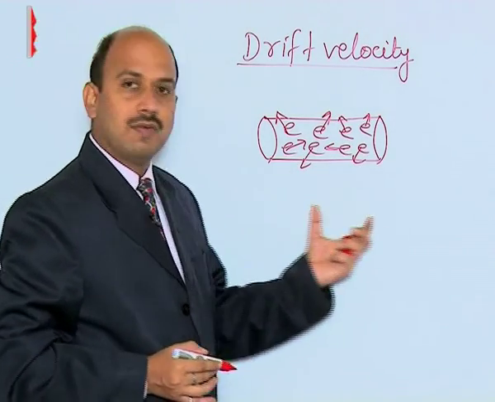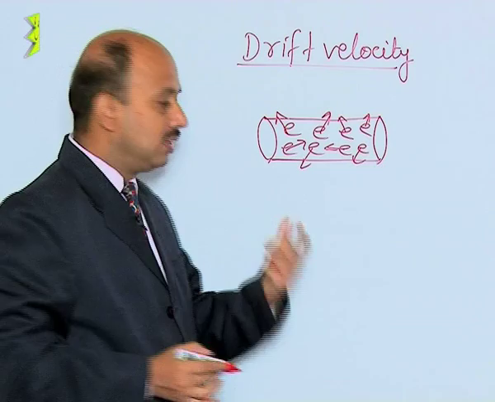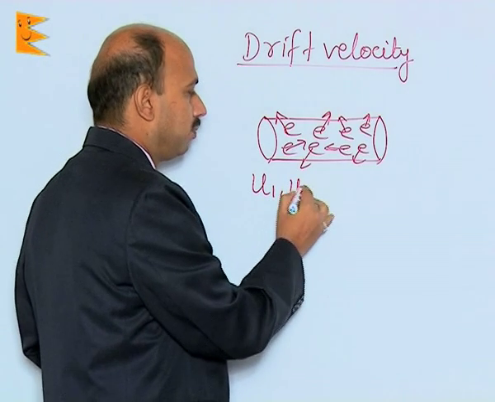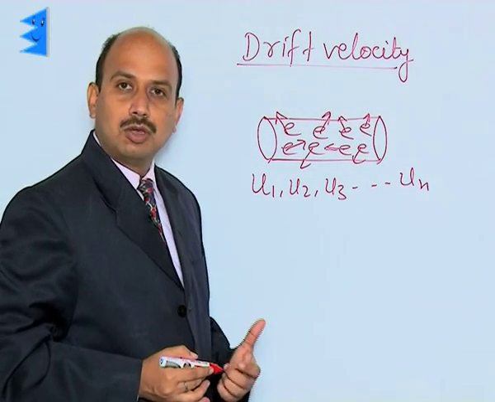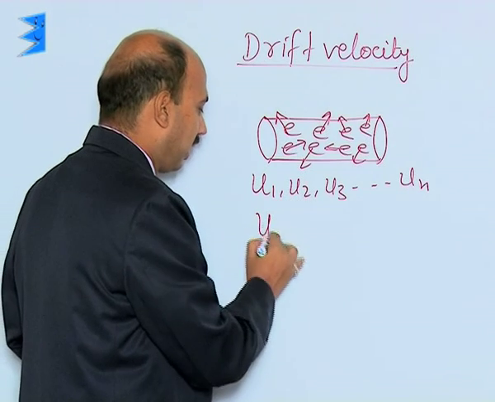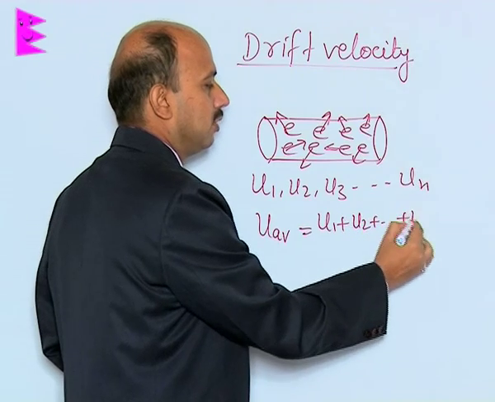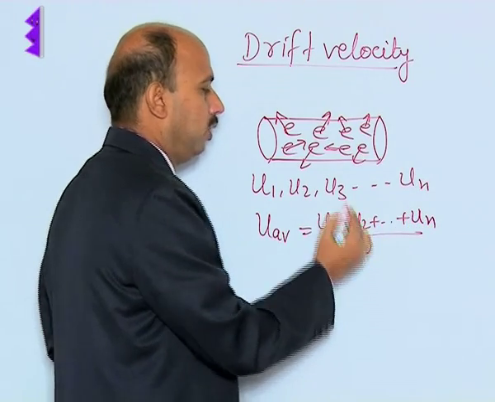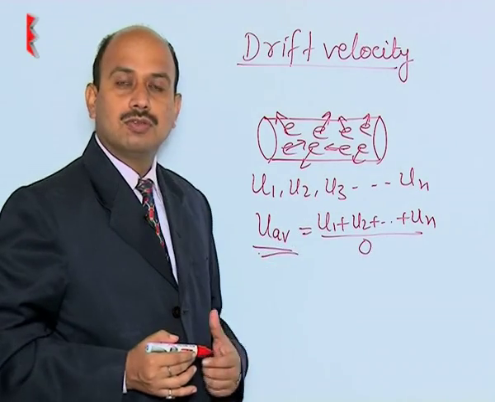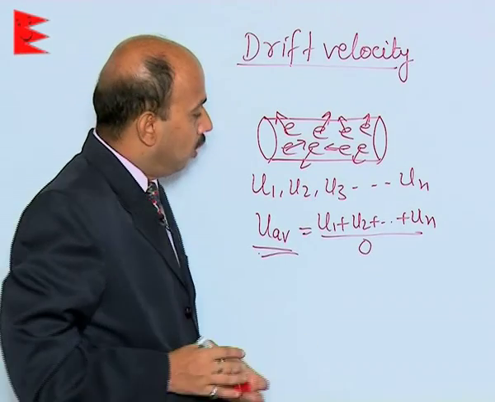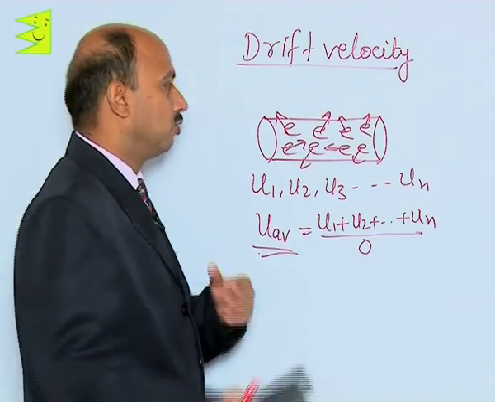Suppose there are n number of electrons in this conductor and their velocities are u1, u2, u3 and un. When there is no connection of the battery, or no electric field, we can write U average is equal to (u1 plus u2 plus un) divided by n, which is 0. So the average velocity of the electrons is 0 because of the random motion of the electrons.